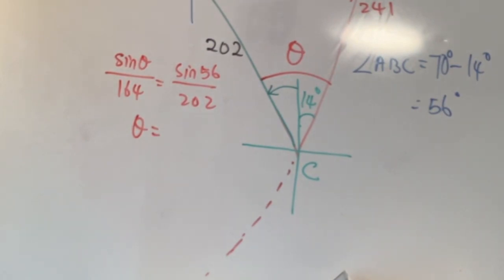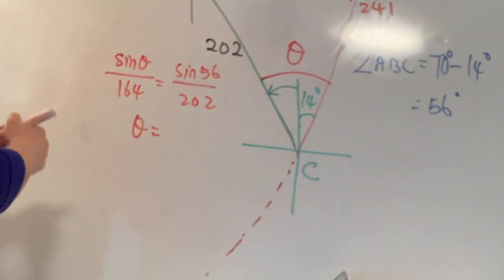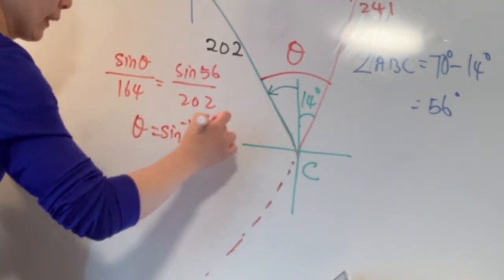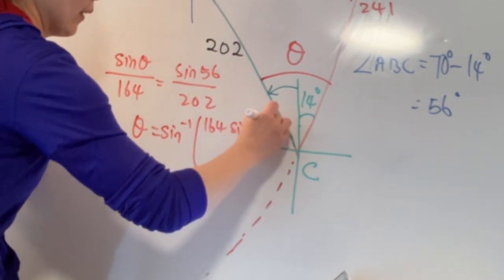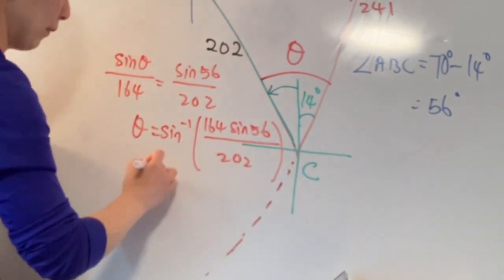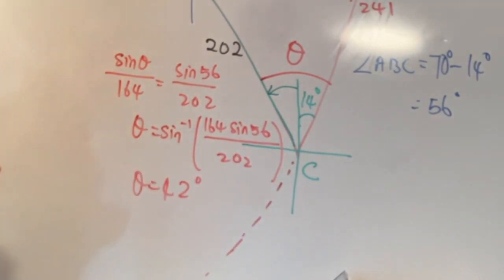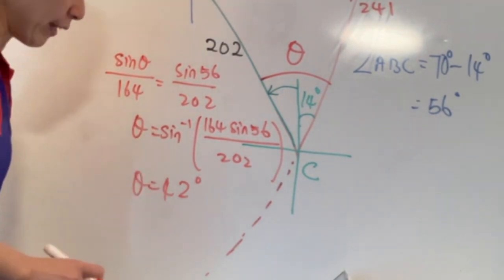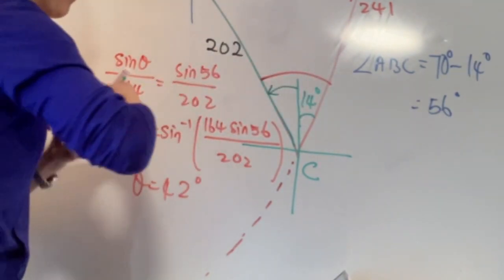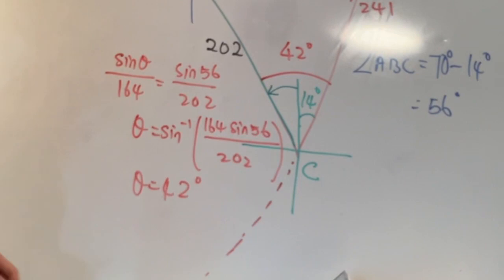What did you put? You forgot to do the sine inverse. Oh, yes. Yes, sine inverse. 42.3. Yes. Okay, if I round it to the nearest degree, it's going to be 42. Right, so this angle becomes 42 now. And therefore, the angle next to the 14, 42 minus 14, what do you get? 28 in here.